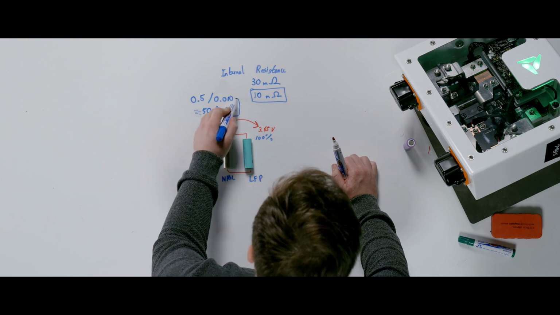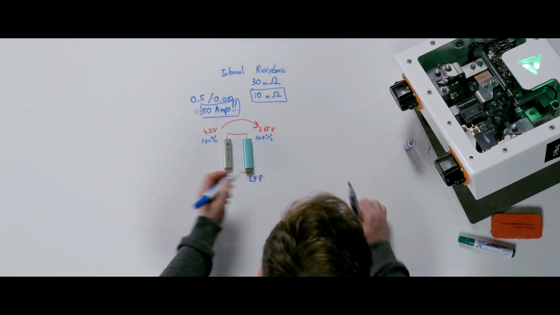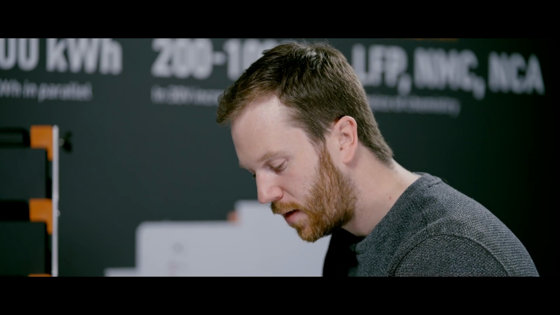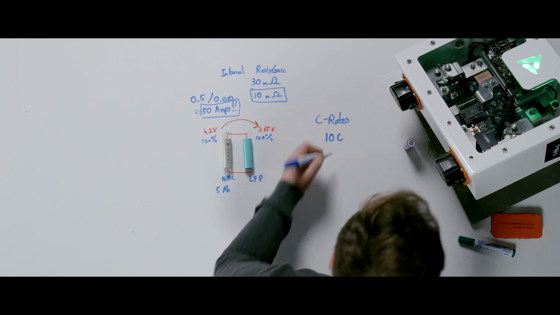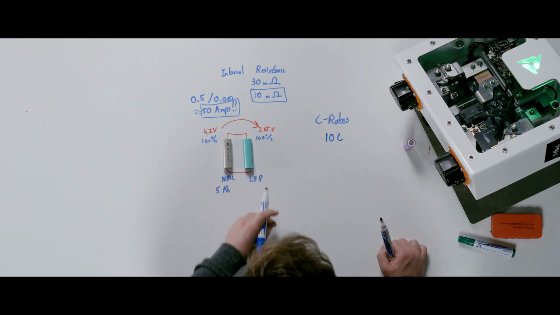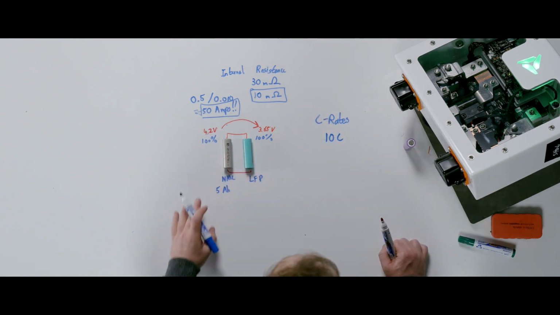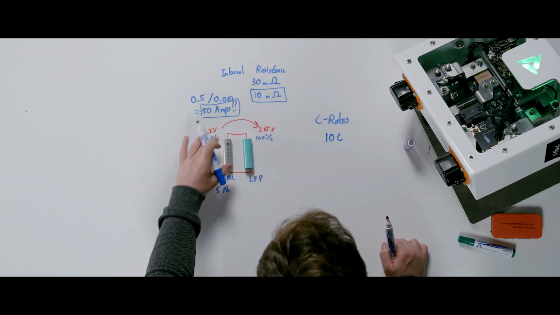That's a huge amount of current that would flow between the two, because when we talked about our C rates, these are typically for NMC is 5 amp hour. That would be discharging that 5 amp hour cell at 10C. It'd be a huge discharge on this. That's why you can't mix battery cells together of different chemistries.